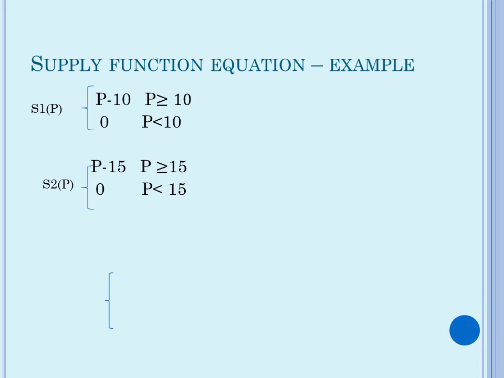The second equation states that if P is less than 15, supply would be 0. If P is 15 or above, then supply would be P minus 50. Now, since the individual supply equations are given here, we are going to calculate the market supply equation.